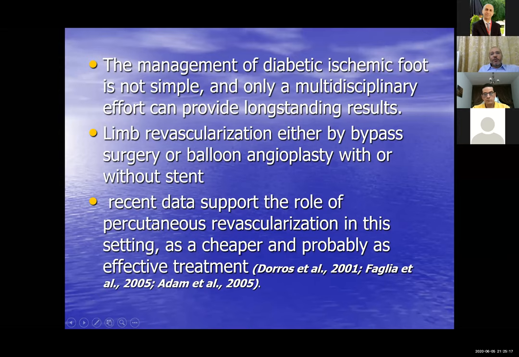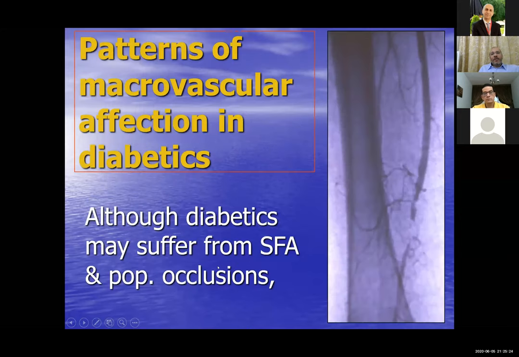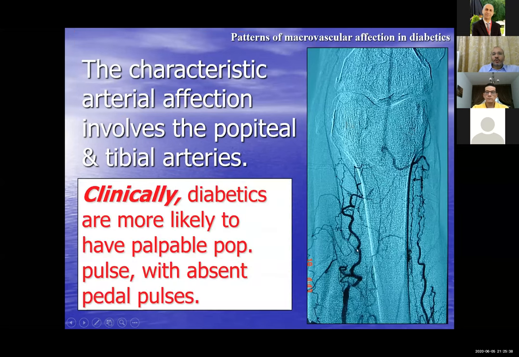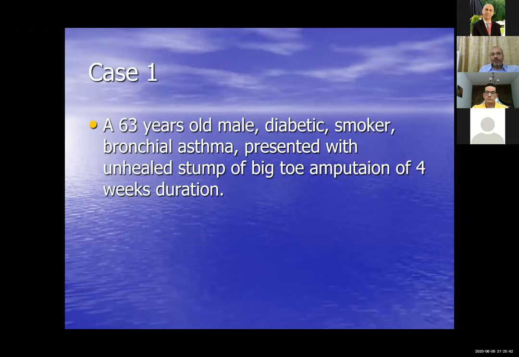Recent data supports the role of percutaneous revascularization in this setting as achievable and probably as effective treatment. Proximal affection of the superficial femoral artery is not common. The most common is tibial disease, affection below the popliteal artery, the anterior tibial and the posterior tibial. So most diabetic patients, as we said, have femoral and popliteal pulses and an absent pedal pulse.